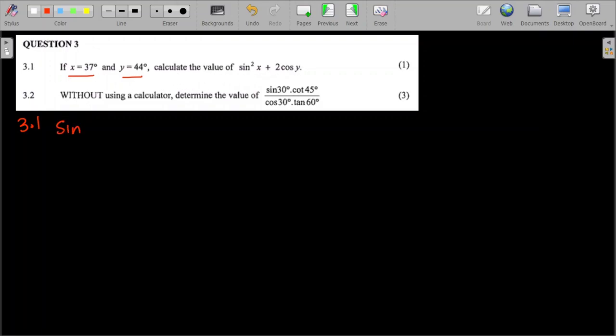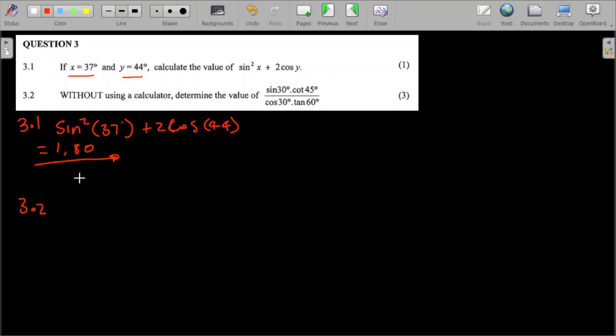So if it's sine squared x, they tell me that my x is 37, so it's just 37 degrees, plus 2 times cos y, which is 44. Now it's very important, punch this in your calculator and then get an answer. The answer that I got is 1,80. This is just a simple 1 mark. Just substitute and punch in the calculator.